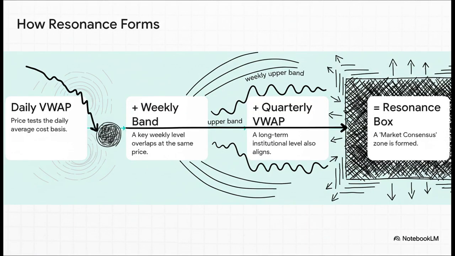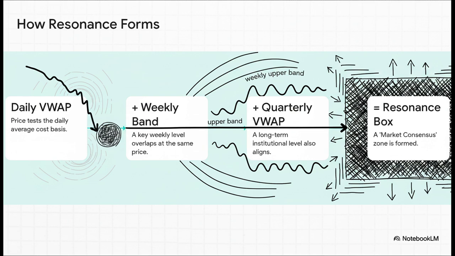So check this out. This is what happens when everything aligns perfectly. Imagine the price drops and hits the daily VWAP. Okay, interesting. But what if at that exact same price, the weekly upper band is also converging? And then, to top it all off, the quarterly VWAP is sitting right there too.